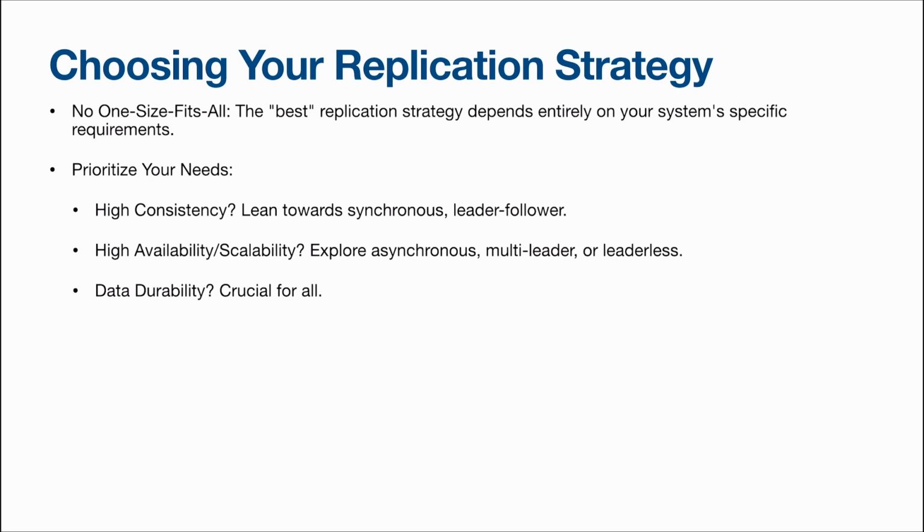So which replication strategy to choose? Again, it depends on the use case really. Do we need to prioritize high consistency? For example, is it a banking service or a financial service? Then lean towards synchronous and leader-follower topology. If it is some high availability, scalability scenario, then explore asynchronous and multi-leader or leaderless topology. And of course, data durability is crucial for all. So make sure you have enough replicas of databases so that in case of a geo disaster or something like that, you can recover the data.